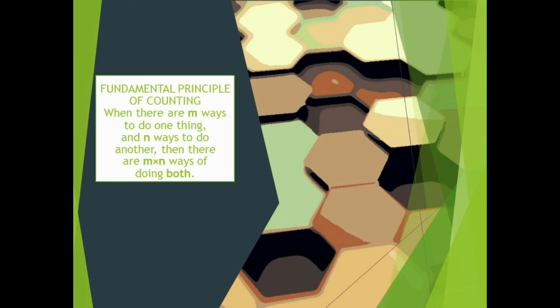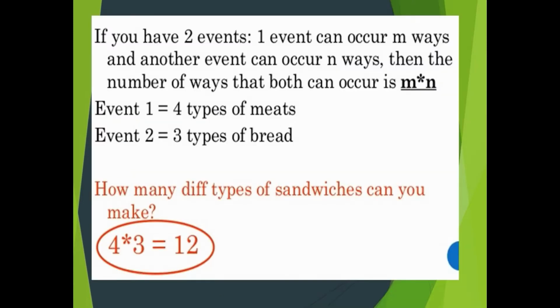When there are m ways to do one thing and n ways to do another, then there are m times n ways of doing both. If you have two events, one event can occur m ways and another event can occur n ways, then the number of ways that both can occur is m times n.